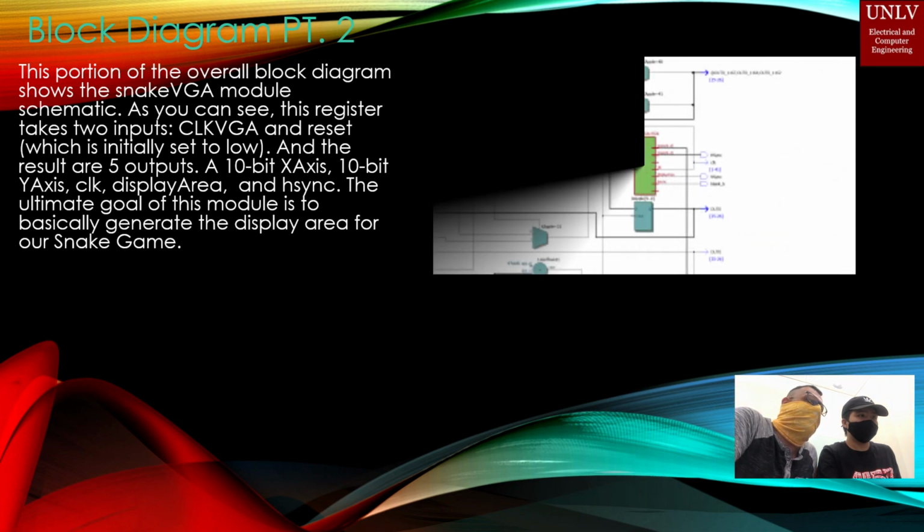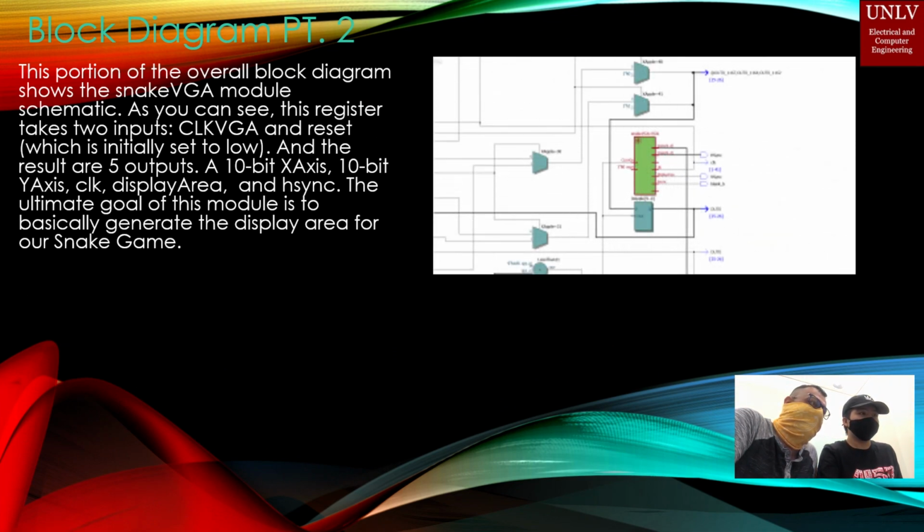This portion of the overall block diagram shows the Snake VGA module schematic. As you can see, this register takes two inputs, clock VGA and reset, which is initially set to low, and the result is 5 outputs: a 10-bit x-axis, a 10-bit y-axis, clock, display area, and h-sync. The ultimate goal of this module is to generate the display area for our snake game.